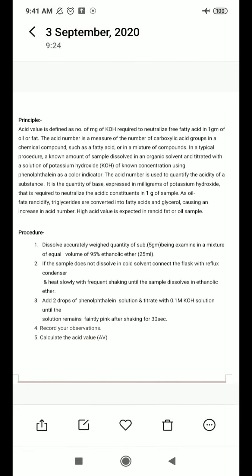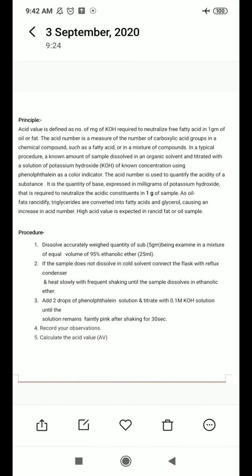What is KOH? KOH, the OH is nothing but your base. Here your fatty acid is neutralized in the presence of 0.1 molar KOH. KOH is nothing but your base. In a typical procedure, a known amount of sample is dissolved in an organic solvent and titrated with a solution of potassium hydroxide of known concentration using phenolphthalein as an indicator. Here we know the sample size. Sample size is nothing but your sample weight. What is the weight? That is 1, we can say 1 gram.